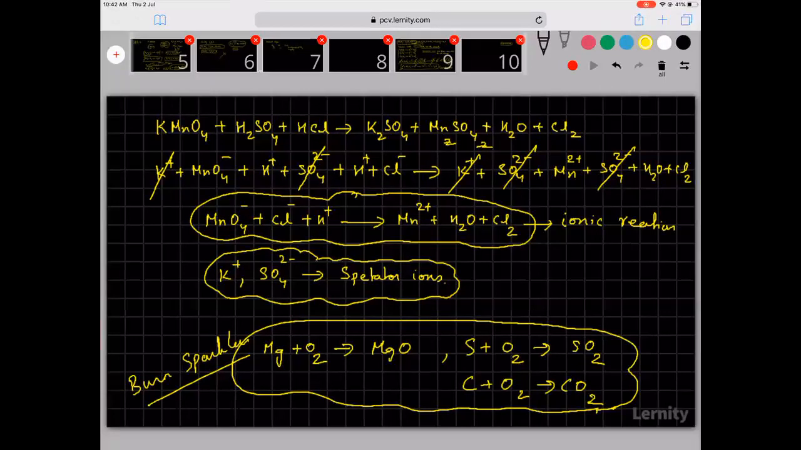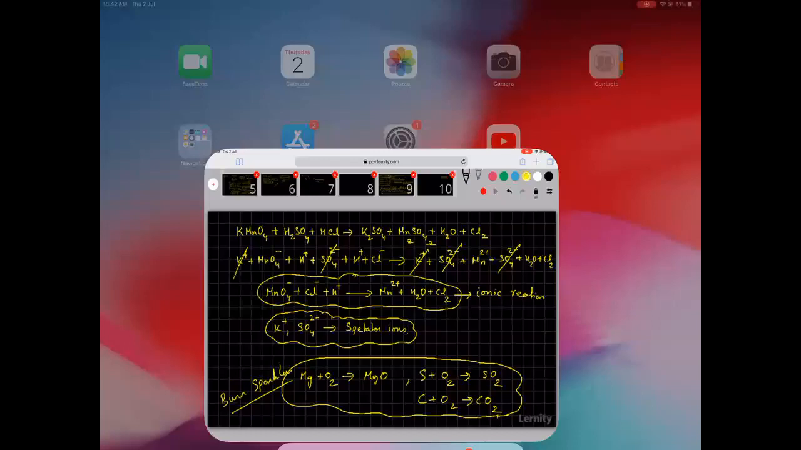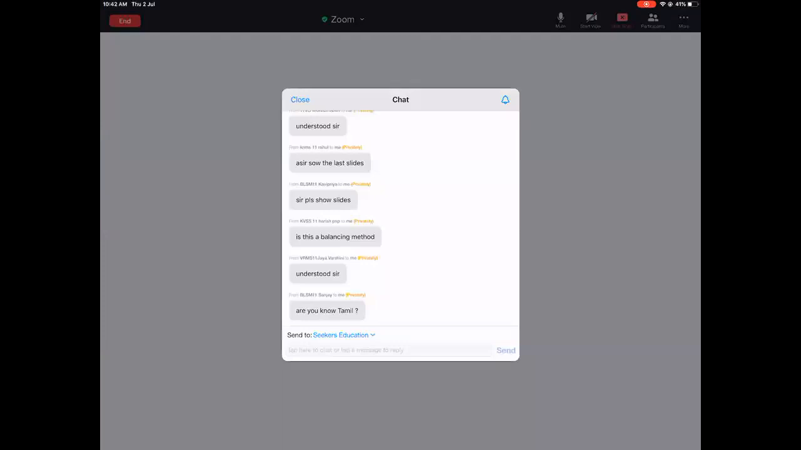Yeah, I know Tamil, but I won't speak in Tamil. Is this a balancing method? No, a balancing method we will learn in the next class.